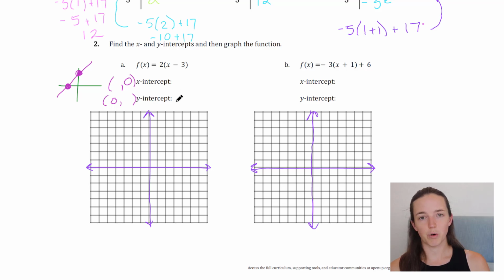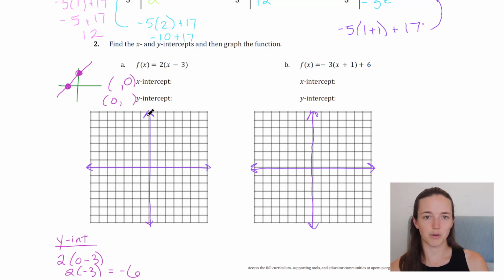So let's start with the y-intercept of this one. I'll just use the space down at the bottom here. For the y-intercept, I'm going to think about x being 0. So I'm just plugging in 0 for x. That'd be like 2 times negative 3, which is negative 6. So on the y-axis, we are crossing at negative 6. So the y-intercept is 0, negative 6.